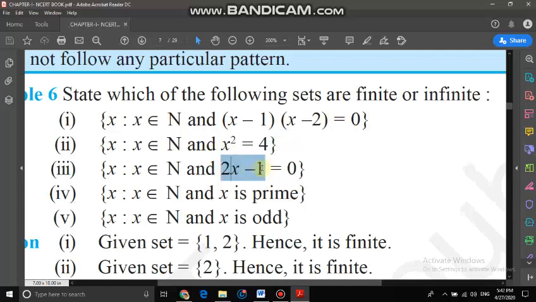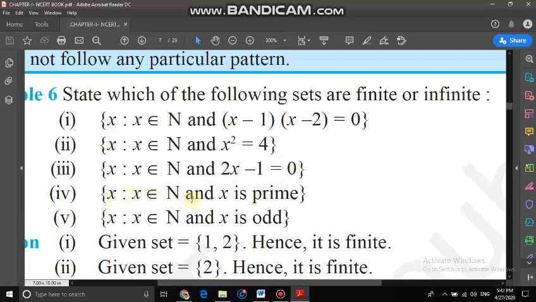2x minus 1 equals 0. If I solve this equation, I'll get x value as 1 by 2. But x has to be a natural number. 1 by 2 is not a natural number, so this is an example of an empty set. Even an empty set is also a finite set.